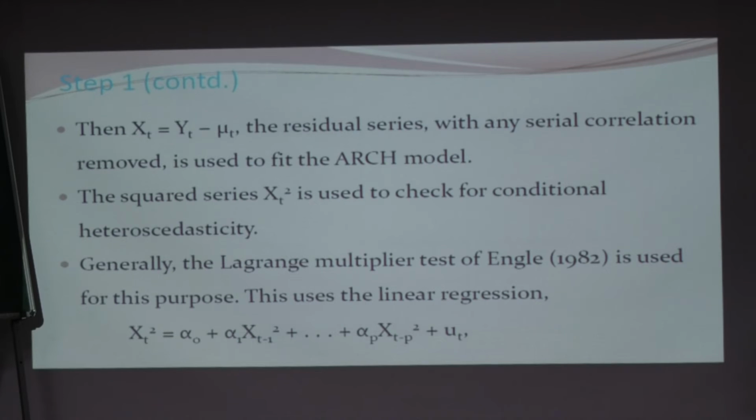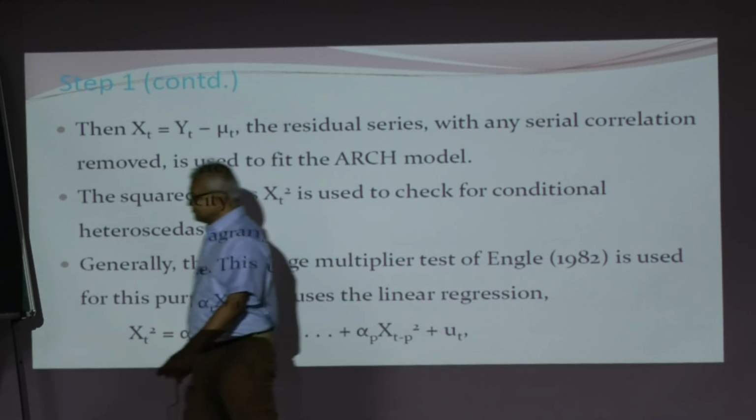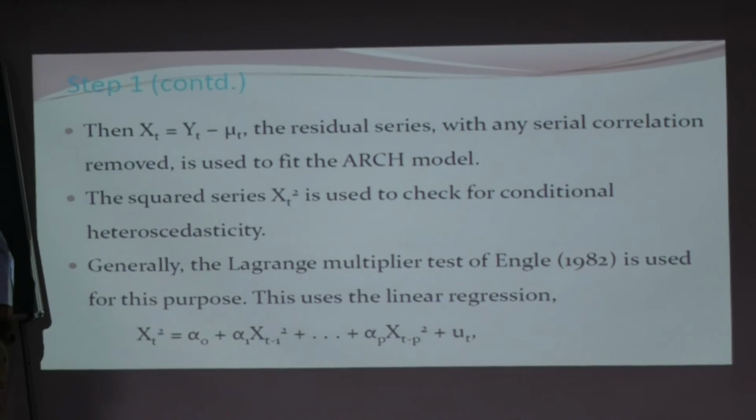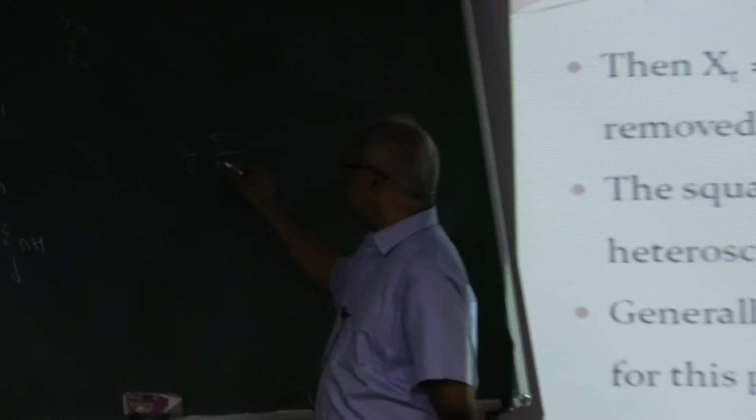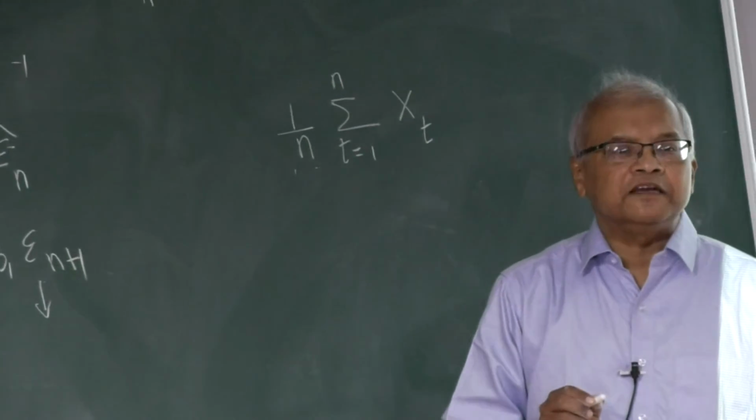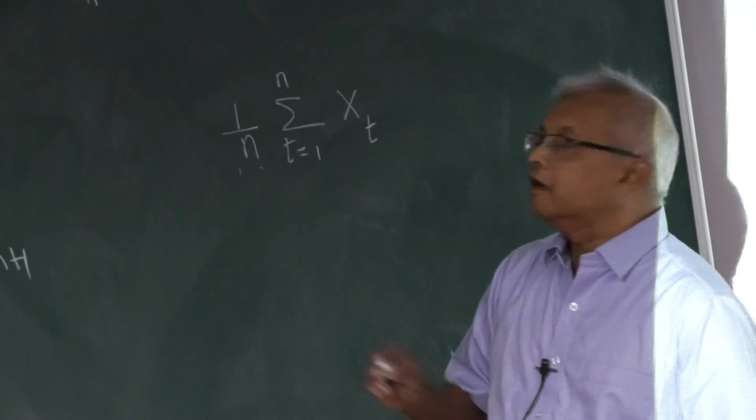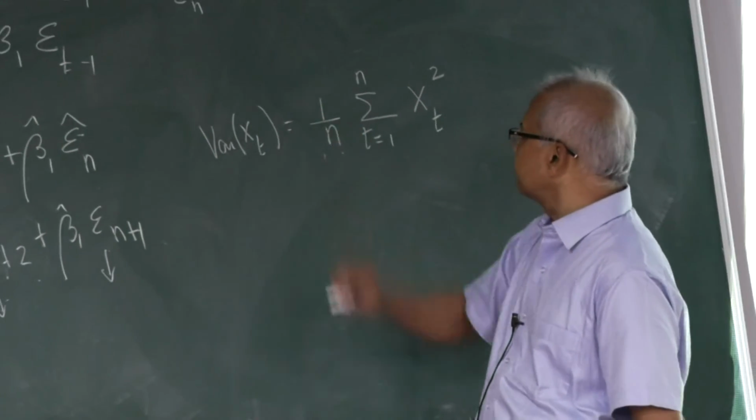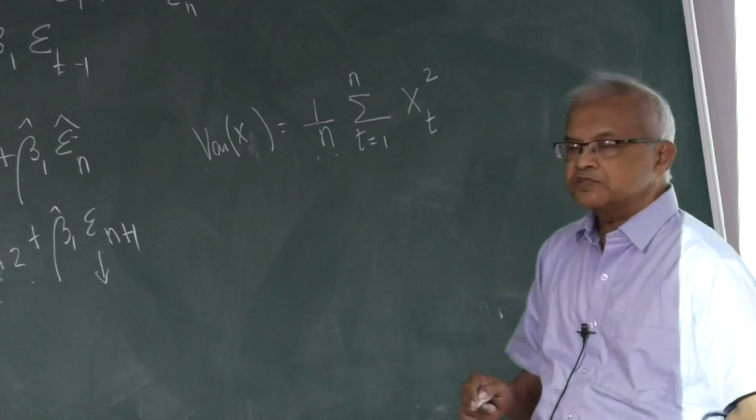How do you calculate variance in general? After all these statistical classes, I am asking you, how do you calculate variance? Variance is 1 by n, summation t equal to 1 to n, xt squared, suppose I have 0 mean. This would be the variance of x, maybe I'll just put it this way.